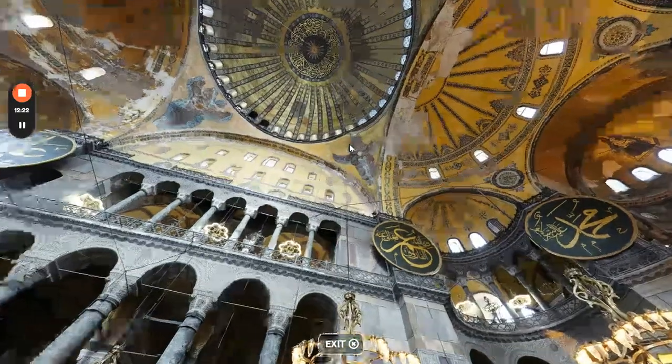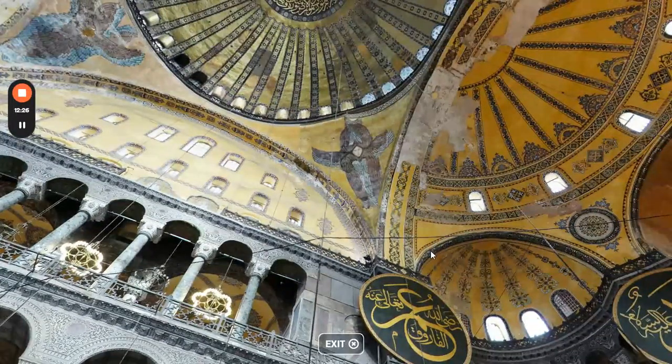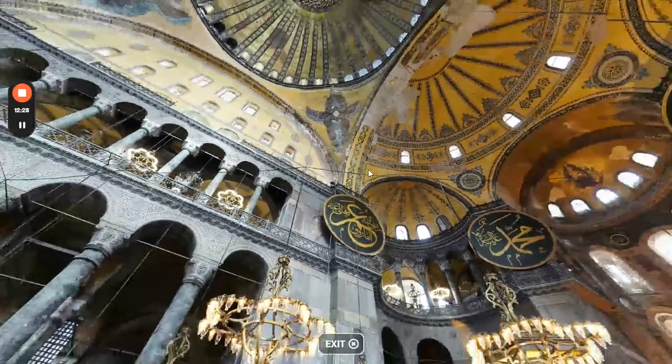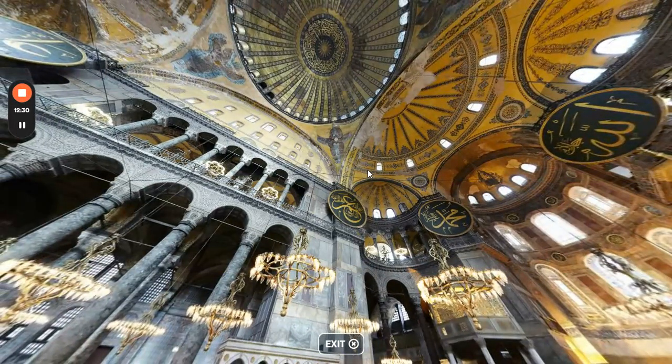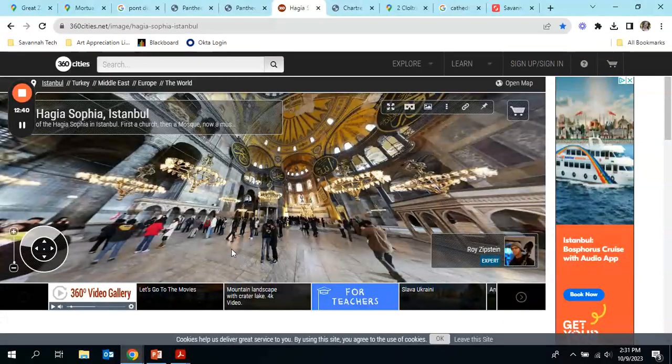In the 1930s, though, they worked to desacralize the church and preserve both of its faiths. So it's been pretty much equal parts a place of worship for Christians and for Muslims. It's really emblematic of Turkey, where the East meets the West. It's a fascinating building, beautiful interior.